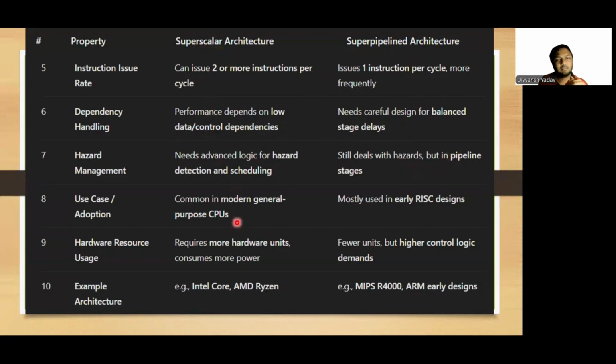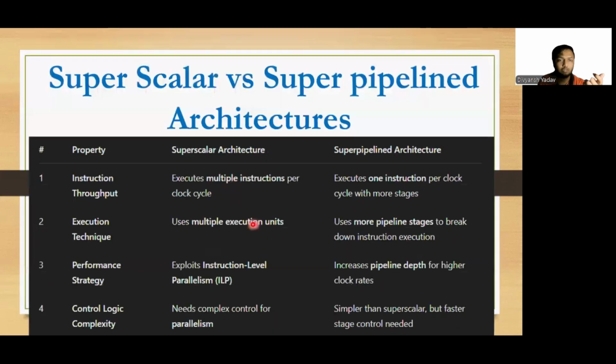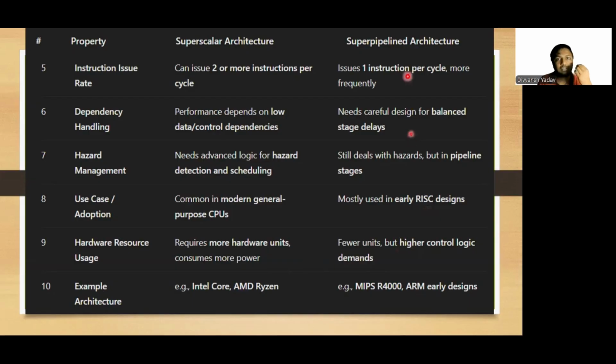Superscalar is more common in modern CPUs, but superpipelines were used in early RISC designs. Superscalars require more hardware units, as they use more execution units, whereas superpipelines do not use more units, but have higher control logic. Examples of superscalar are Intel Core and AMD Ryzen. For superpipeline, it's MIPS R4000 and early designs of AMD.